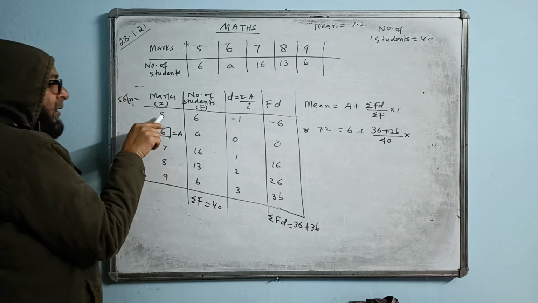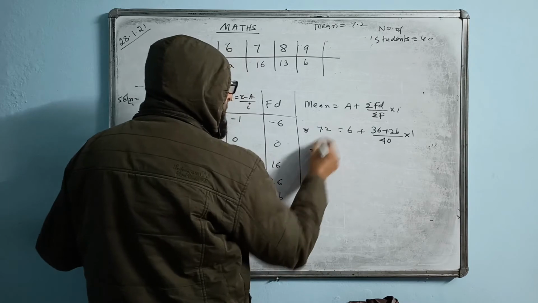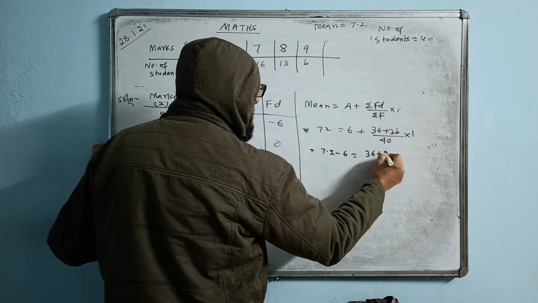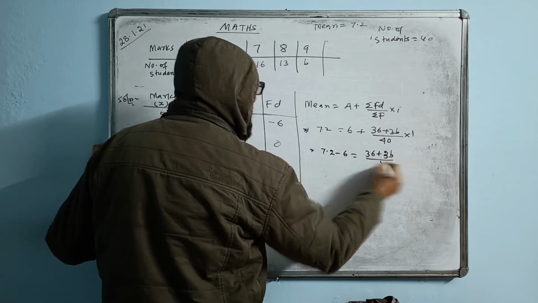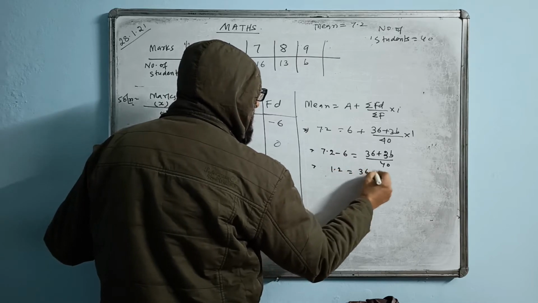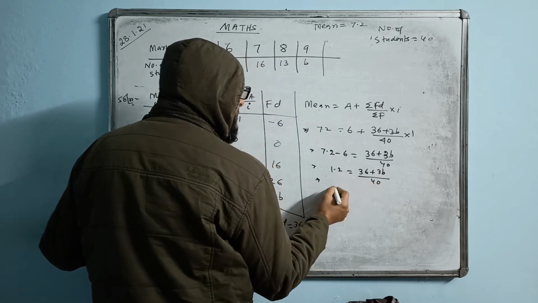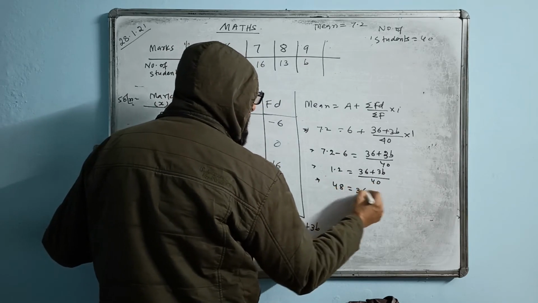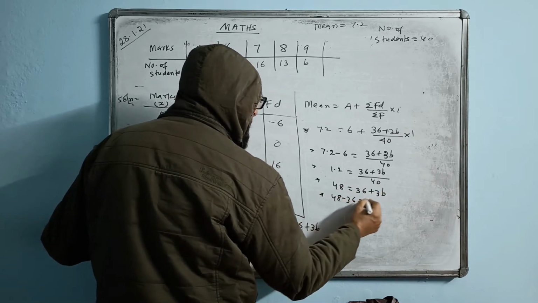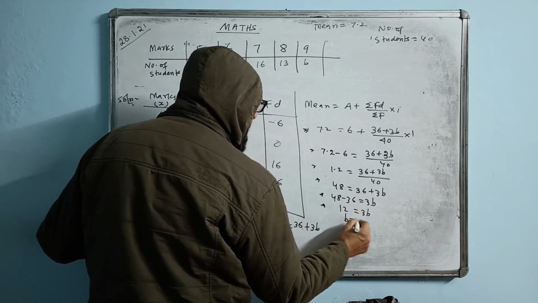What is the difference going on here? 5, 6, 7, 8, the difference of 1 is going on. So i is 1. 7.2 minus 6, bring this side, you get 36 plus 3b by 40. Subtracting, you get 1.2 is equal to 36 plus 3b by 40. Cross multiply. 40 into this will give us 48 is equal to 36 plus 3b. 48 minus 36 is equal to 3b. 12 is the value of 3b. 3 fours are 12, therefore b value comes 4.